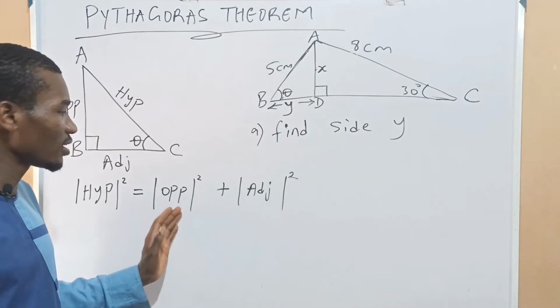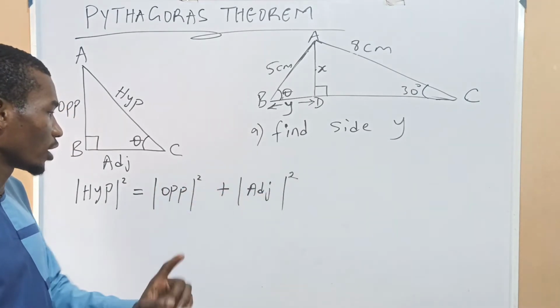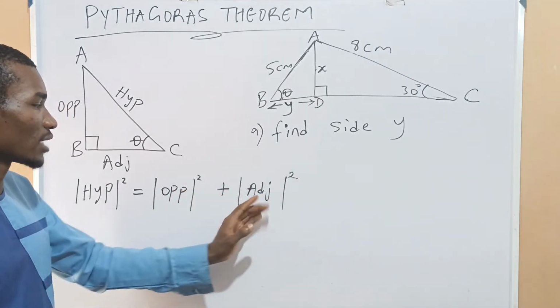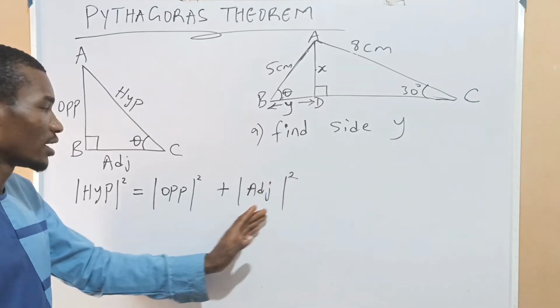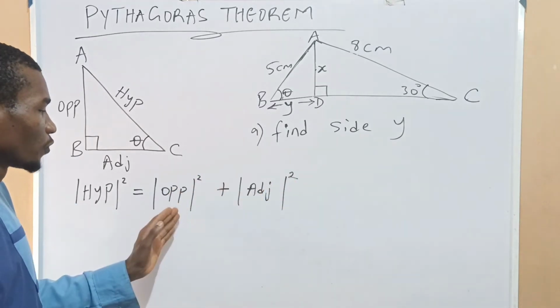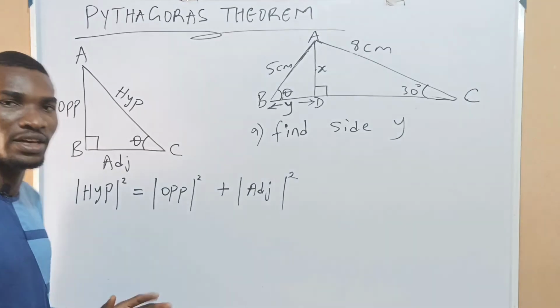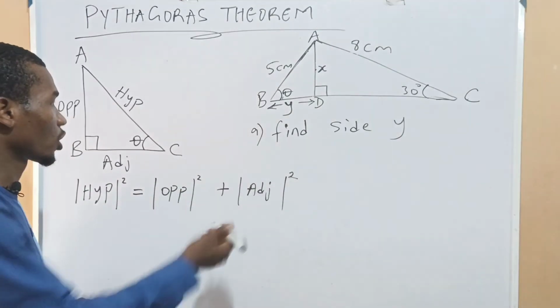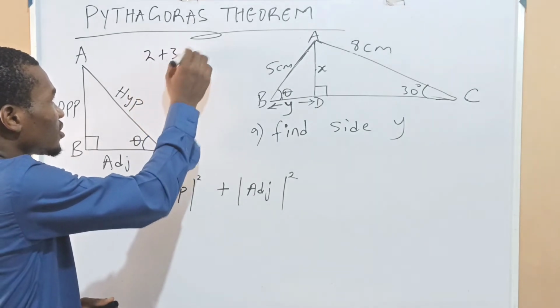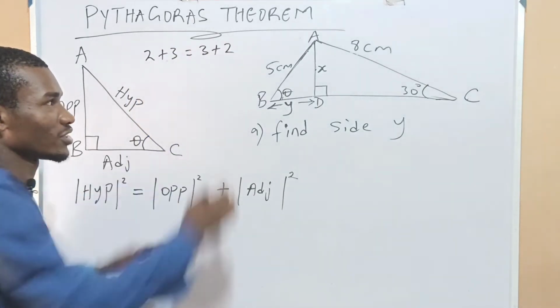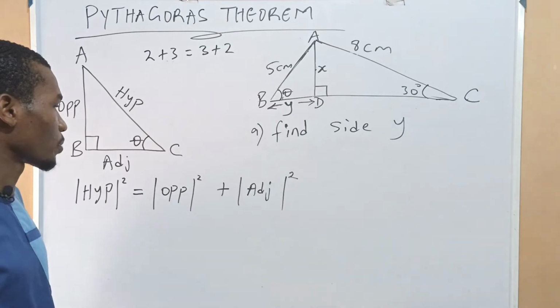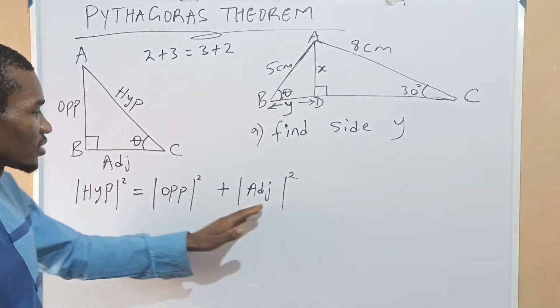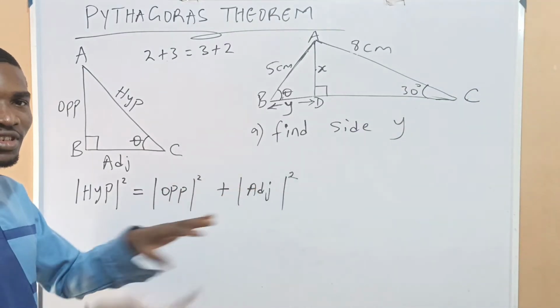Remember, one can easily interchange the square of the opposite side and the square of the adjacent side. That means whichever one you put first before the other, it doesn't matter. The reason is because addition is commutative. Because 2 plus 3 is the same thing as 3 plus 2. This is commutativity as a property. Hence, you can still put adjacent before opposite, it doesn't matter.